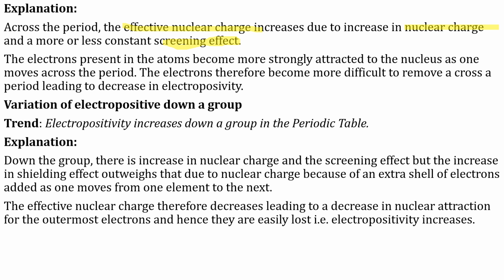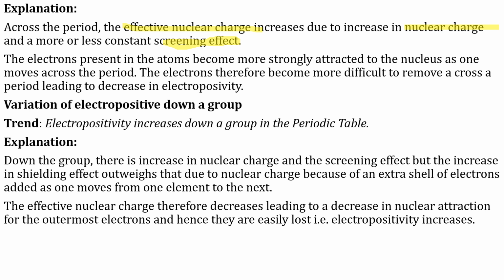So you are saying that electrons present in the atoms become more strongly attracted to the nucleus as one moves across the period. Now across the period, what's happening? Across the period, screening effect is remaining almost constant because you're adding an electron to the same energy level, but nuclear charge is increasing due to the increasing number of protons in the nucleus of the atom. So we expect effective nuclear charge to increase across the period.